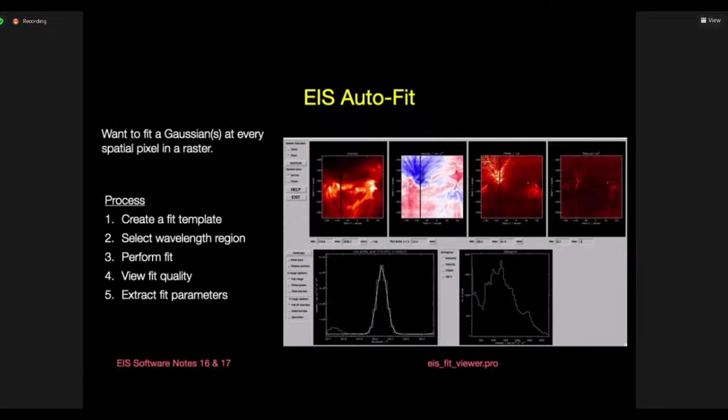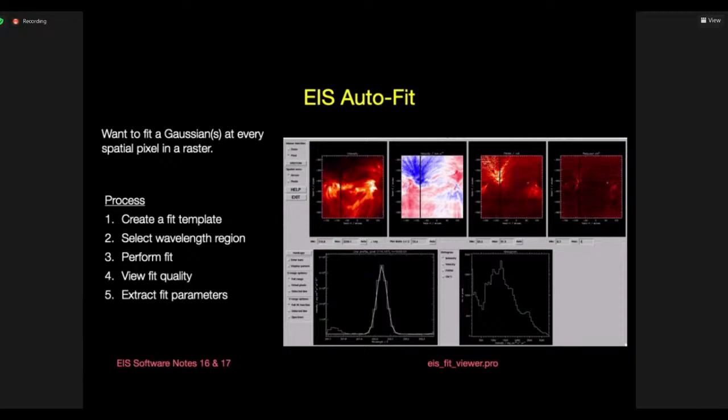I've written down the process of how the autofit routines work. Firstly, you create a fit template telling the software which specific emission lines you want to fit. There's another routine which then allows you to choose the exact wavelength region that you want to fit. You then perform the fit with ICE autofit, and then we'll have a graphic-based routine called ICE Fit Viewer that then allows you to browse the quality of the fits.